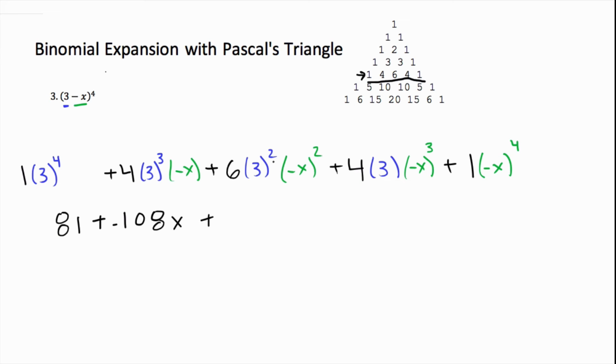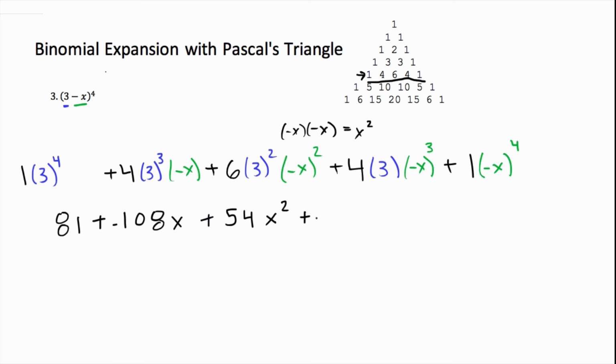So plus 6 times 3 squared. 3 squared is 9 times 6 is 54. And now we have negative x squared. So if we have negative x squared, those negative signs are going to cancel out since we would have negative times negative, and it's the same as just x squared.